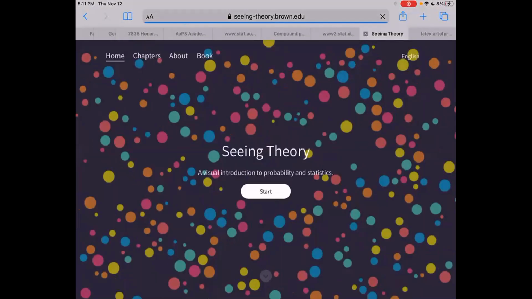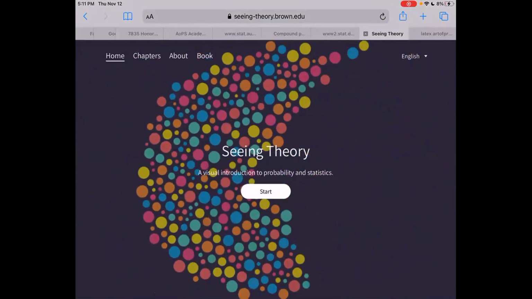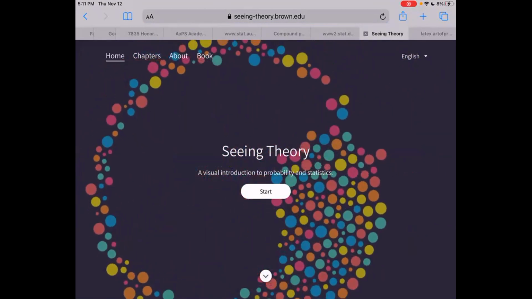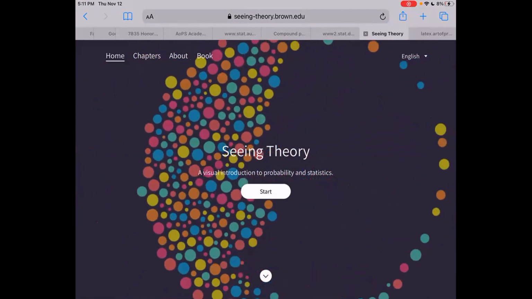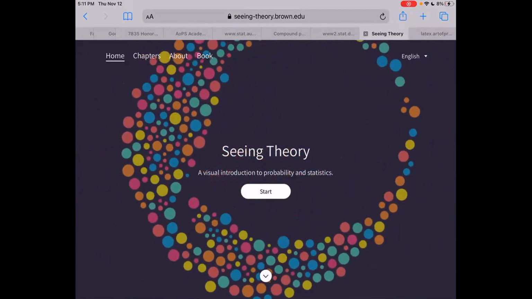So this is one of the best websites. It's really cool. I'm just using my finger now, and I think this is awesome how they designed this. So let's start it.